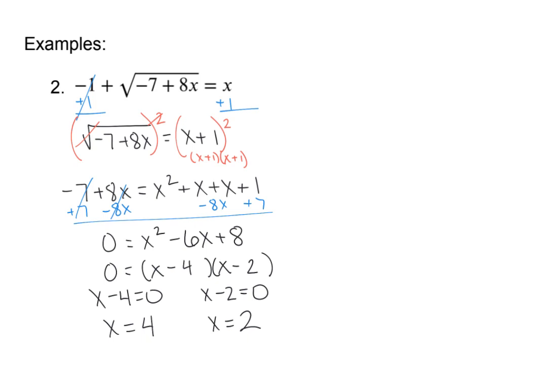Maybe. We got to check them. And sometimes both of them will check. Sometimes one of them will check. Sometimes none of them are going to check. So we really do have to check all these guys. I'm going to rewrite the initial equation that we were solving. But let's check first for the 4.